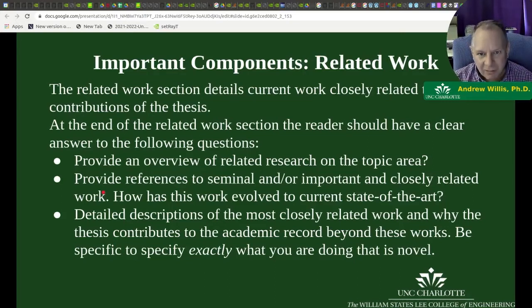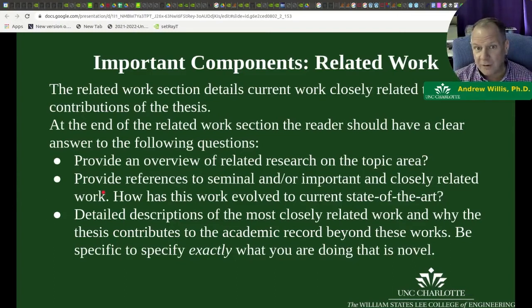So this requires a very specific treatment of those works that are most closely related to your thesis, and you need to be very specific about what the contribution of your thesis is beyond what exists in the academic record with other research. And this obviously requires a detailed reading of these articles and a detailed understanding of what they do, and further an understanding of what you're doing differently and why that's important.